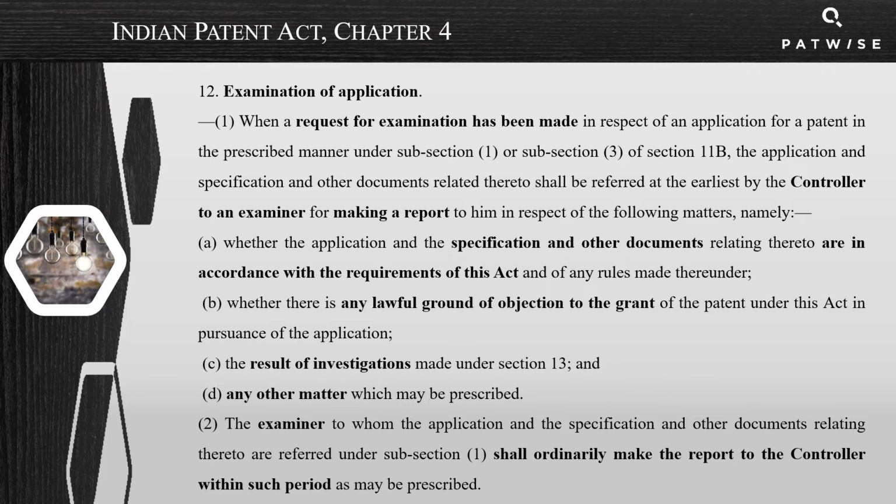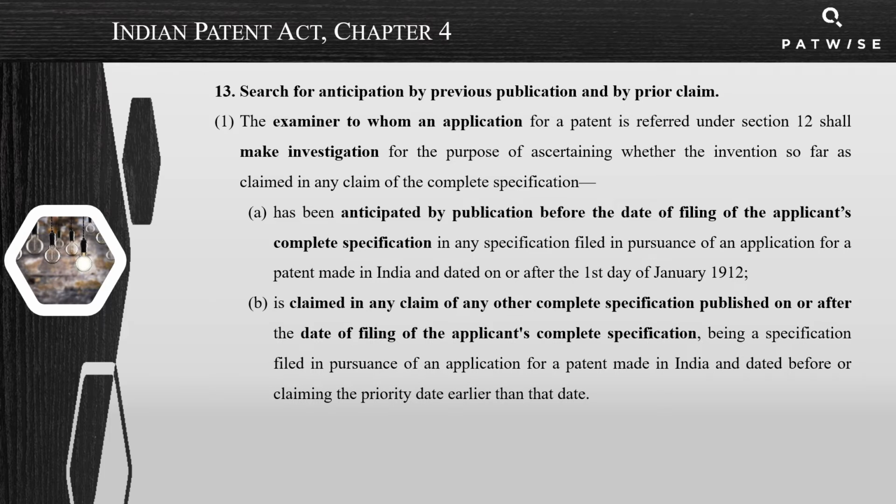Now he makes a report based on whether all of the above conditions are satisfied, and this report is ordinarily made to the controller within the prescribed time. Section 13 talks about search for anticipation by previous publication and by prior claim. This is one of the important sections where the examiner analyzes what kind of published documents can be used to anticipate whether an application is novel or inventive.